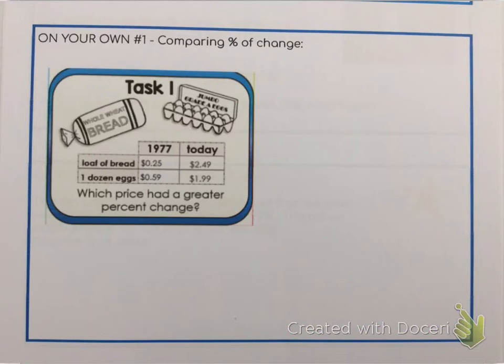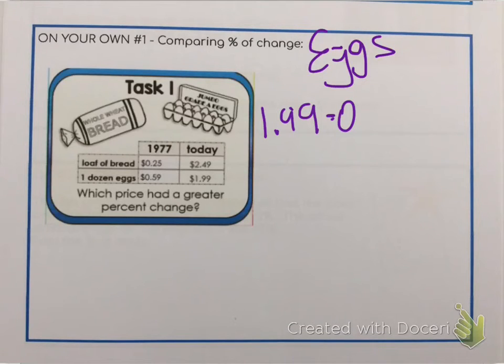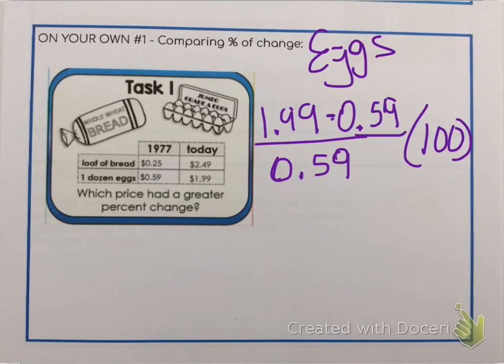Okay, finding the percent of change for the eggs, we are going to find our amount of change. So we are going to take $1.99 and subtract 59 cents. And we're going to divide that by the 59 cents, which is our original amount. That's where we started in 1977. And we're going to multiply that by 100. Okay, when you subtract 1.99 minus 0.59, you get 1.4. You divide that by 59 hundredths.